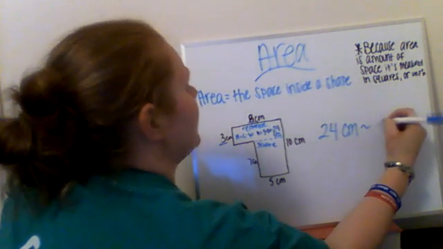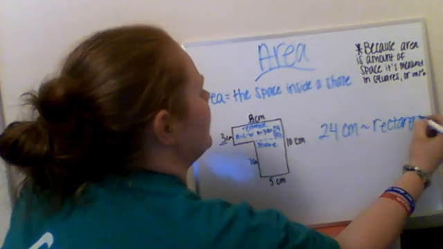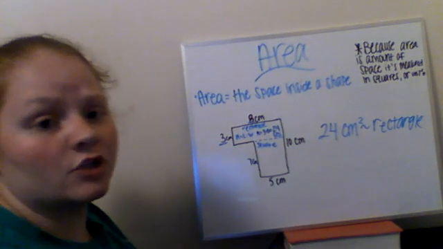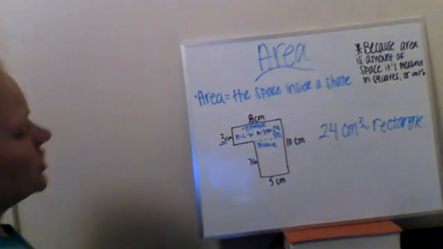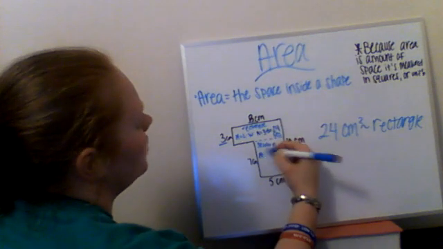And I'm going to put that as my rectangle, because that's the measurement of my area of a rectangle. And notice with my units, I put units squared. So now if I look at my square down here, I know an area of a square.